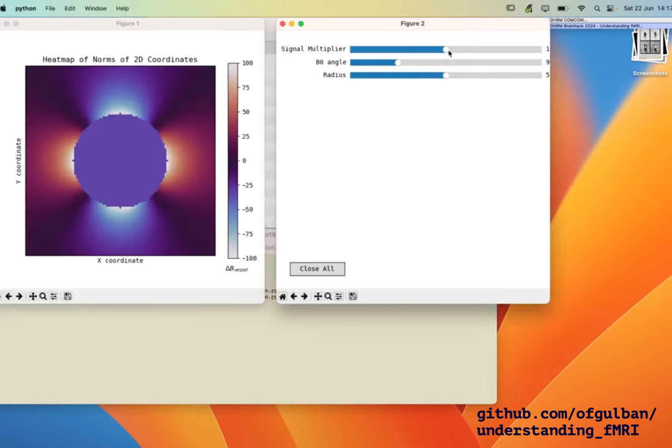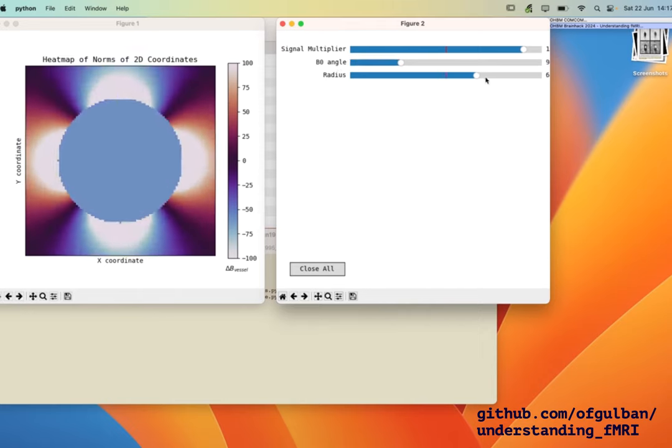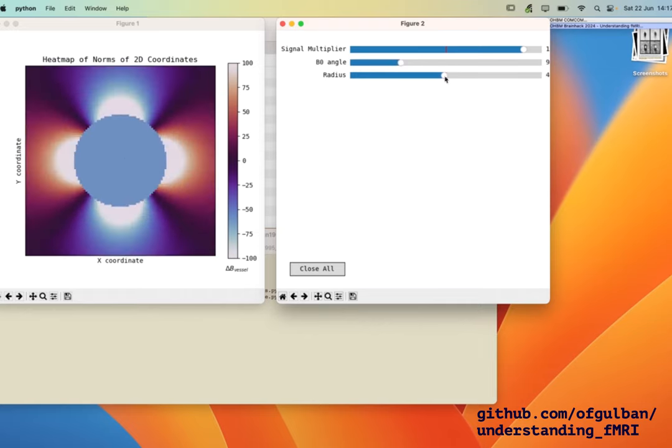a tube that is either aligned parallel or orthogonal to the main magnetic field, B0. And this has a lot of implications with regards to how the signal behaves and what the magnetic field disruptions are around this tube. And this tube can, in most cases, be thought of as a large vein, for instance.